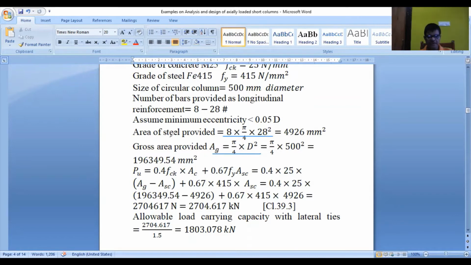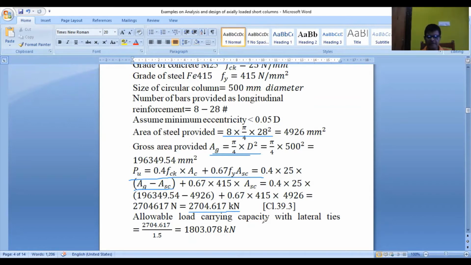So this is the area of the steel. This is the gross area of the column, pi by 4 d square. This is the area of steel. Now what is PU? Again, the same formula you have to apply, and the area of concrete is equal to AG minus ASC. Put all these values, calculate it, and you will get this much kilonewton.